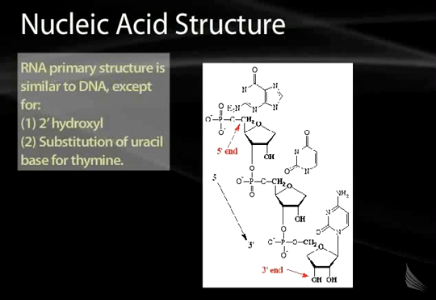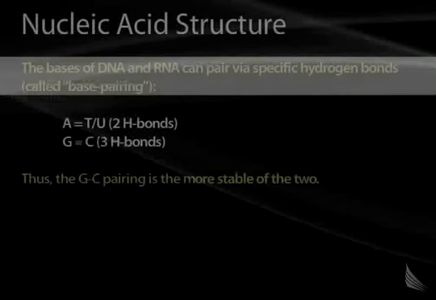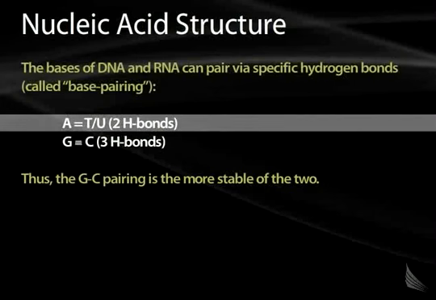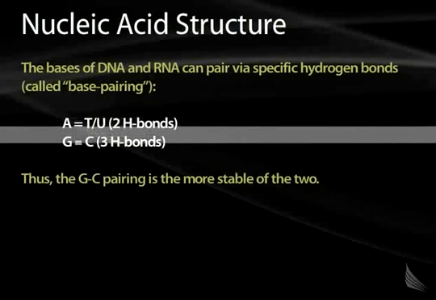Now, the bases of DNA and RNA can pair to each other, can bond to each other through specific hydrogen bonds. This is the process that we call base pairing. In every case, both in DNA and RNA, the adenines are hydrogen bonded to either thymine in DNA or uracil in RNA by 2 hydrogen bonds. Similar to that, the guanine is hydrogen bonded to a cytosine by 3 hydrogen bonds.